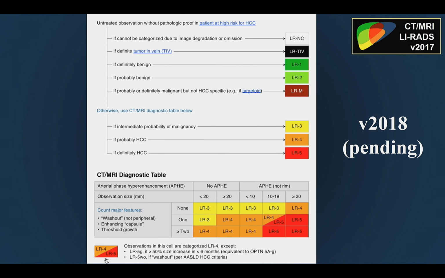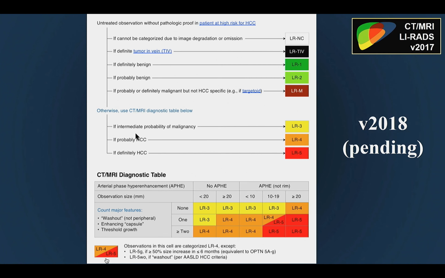AASLD, which is the liver society that is responsible for providing guidelines and practice guidelines for hepatologists and gastroenterologists throughout the world, said, you know what, that LI-RADS thing, that's a really good idea. Let's come together and we're going to endorse LI-RADS. And so now we have buy-in from this huge population of physicians that take care of these patients throughout the world to endorse LI-RADS. But we had to make a small change to make that happen.